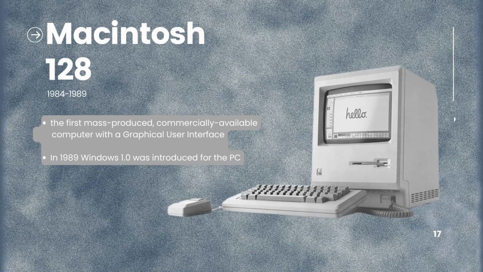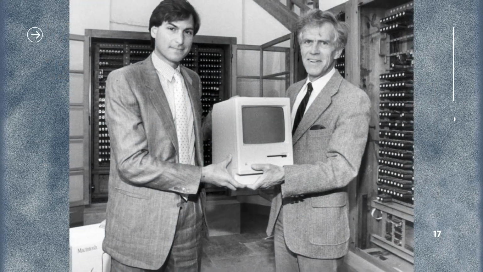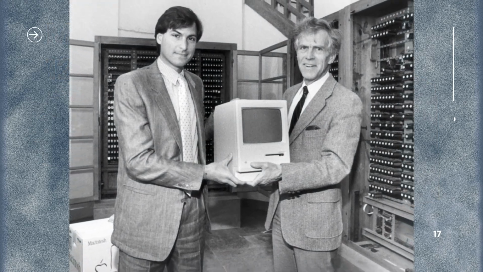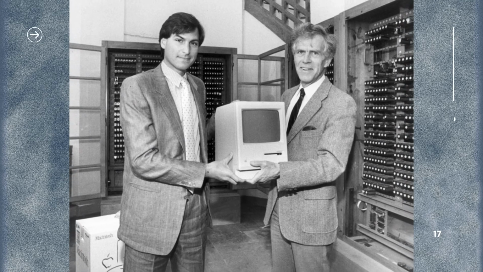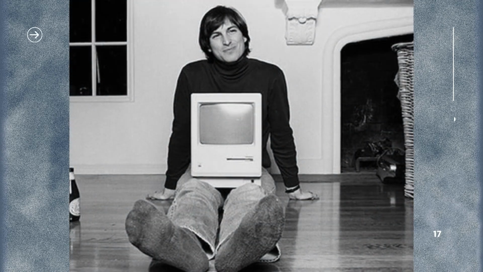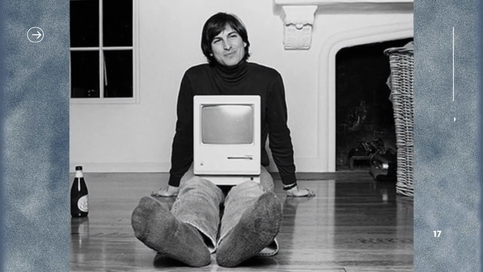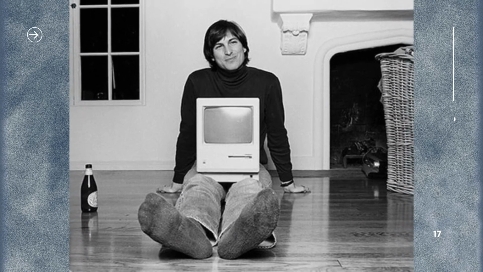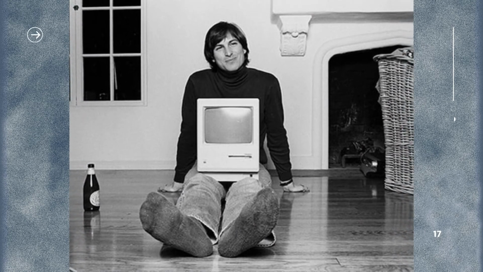In 1984, the Macintosh was introduced. This was the first mass-produced, commercially available computer with a graphical user interface. In 1985, Windows 1.0 was introduced for the PC. It was sort of Mac-like, but greatly inferior. Macintosh owners were known to refer to it sarcastically as AGAM 84, almost as good as Macintosh 84.